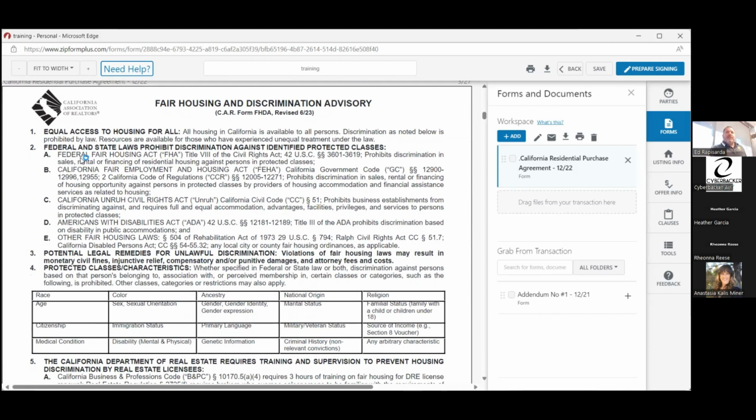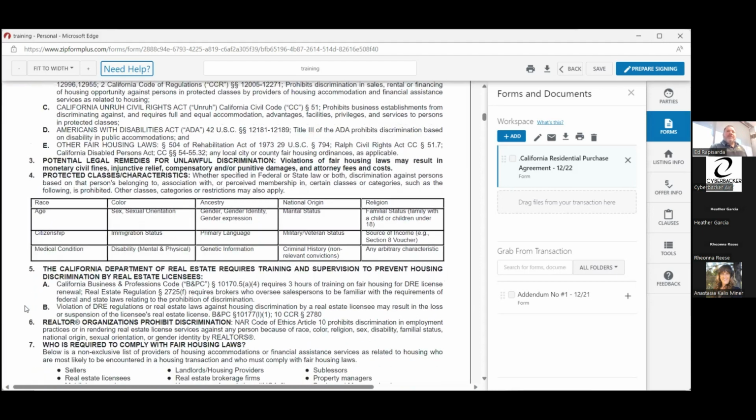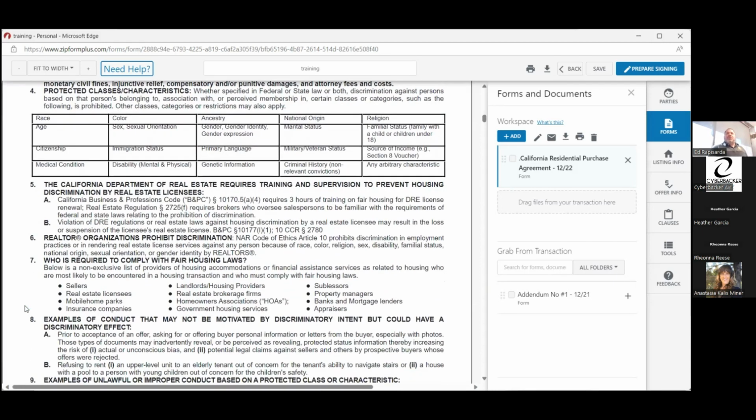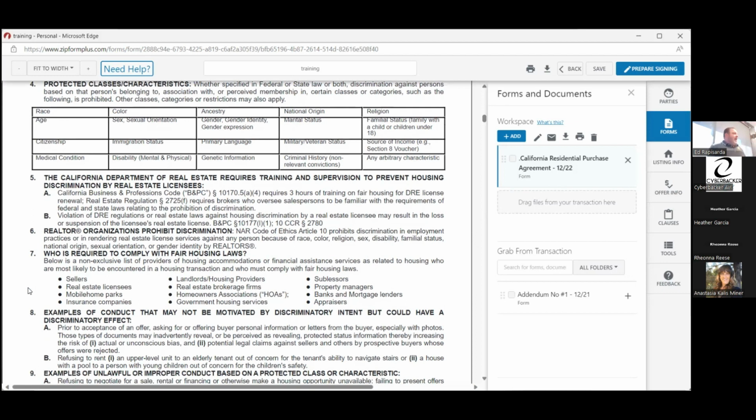So there's all kinds of different laws and statutes that say we cannot discriminate against protected classes. Here are the protected classes: race, color, ancestry, national origin, religion, age, sex, sexual orientation, gender identity, gender expression, marital status, family status, citizenship, immigration status, primary language, veteran status, source of income, medical condition, disability, genetic information, criminal history that's not related to that specific property, and any arbitrary characteristic. So that's a pretty wide group. That makes sense, right?